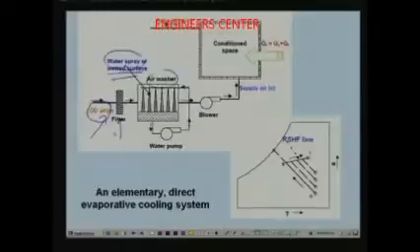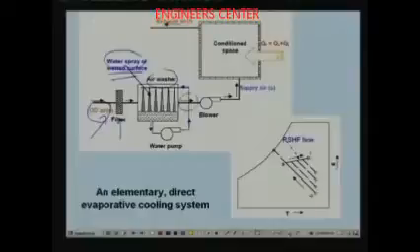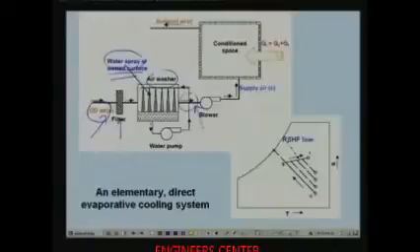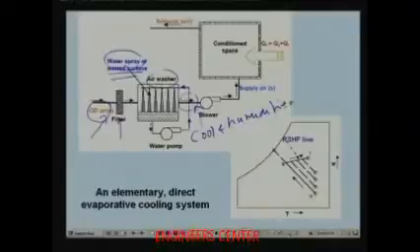So, in this process what happens? The air which comes out of the evaporative cooler becomes cooled. It loses its temperature because the sensible heat is used for converting liquid water into vapor. So at the exit of the evaporative cooler you have cool and moist air, or cool and humidified air.